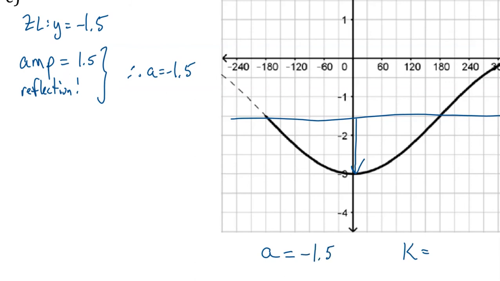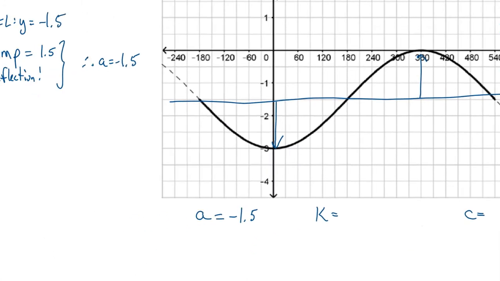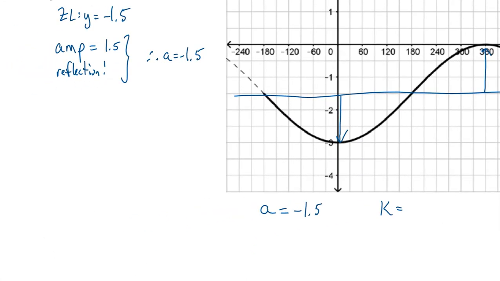When you go to write your final equation, I hope it jumps out at you that this sine curve is reflected. And you would hopefully remember to include the negative, even if you missed it in the first place. The amplitude's not negative, just the A value. Good, keep going.